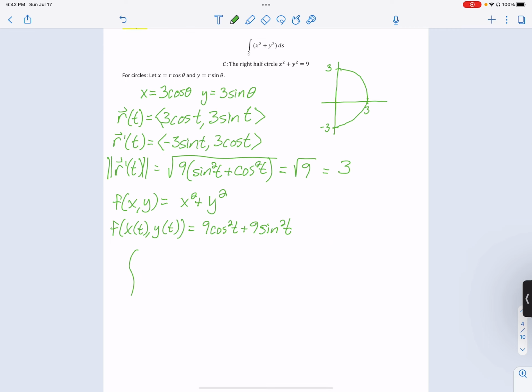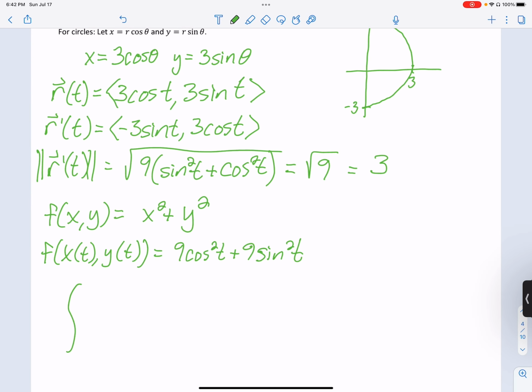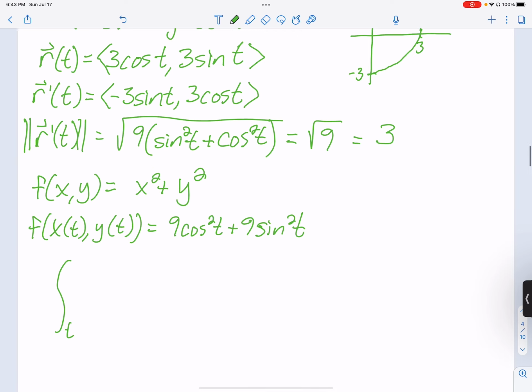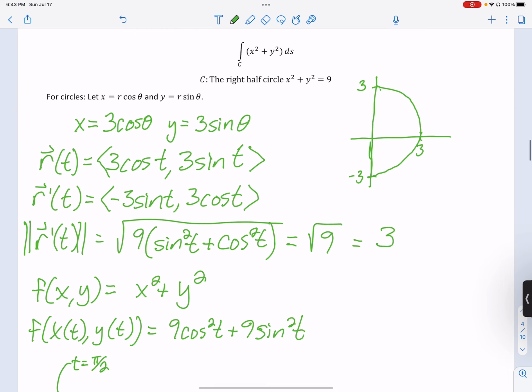We have the integral from, we do have to figure out what t should be. To get cosine down here, that's all the way down to negative pi over 2. So it's going to be t equals negative pi over 2. And then to get it all the way around, to the top, we have t equals pi over 2. Down below to up above.